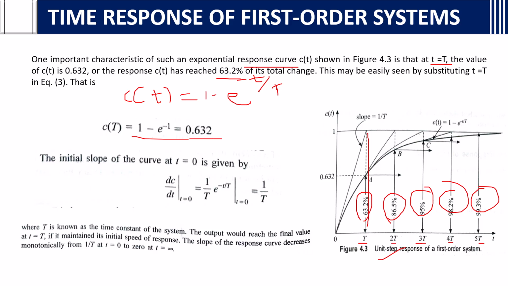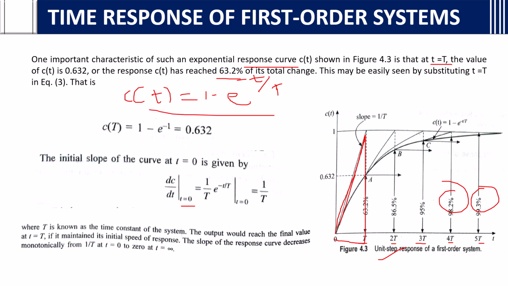Also, you can find this slope. How much it will come is, the initial slope of the curve at t equals 0. Now we are not calculating the other slopes. If you take this as a triangle, this is the slope you want. To get that slope, we need to differentiate this. If you differentiate, dc by dt at t equals 0, you will get what? This equation you need to differentiate. The differentiation of 1 is constant, so 0, minus e power minus t by T.